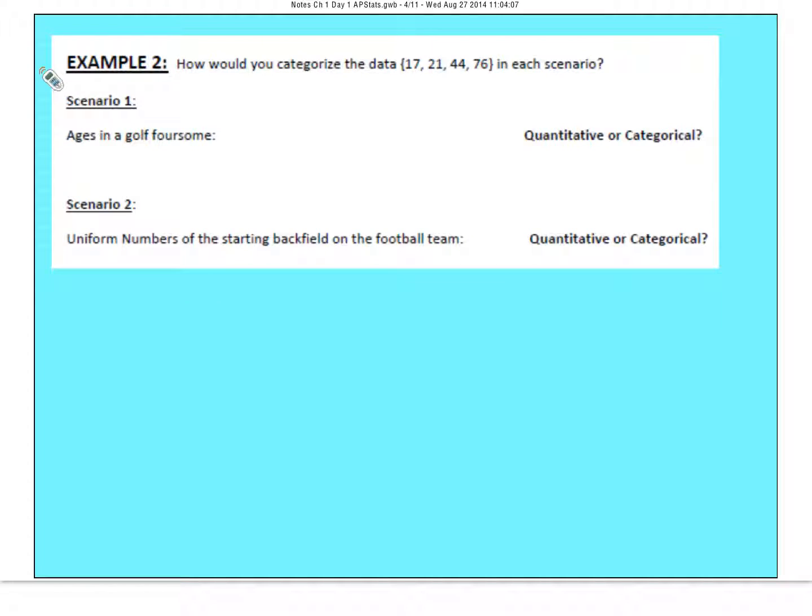Another example here deals with some data, the numbers 17, 21, 44, and 76. In each scenario, determine if it would be considered quantitative or categorical. If these were the ages in a golf foursome, it would be quantitative in nature because we could compute an average age. Now, if it was scenario 2, their uniform numbers on a football team, it doesn't really make sense that player 17 and player 21, that we would add them up and take the average. In this case, it would be considered categorical.